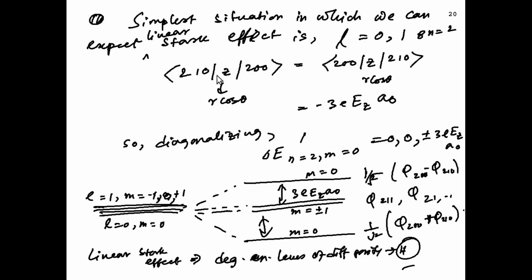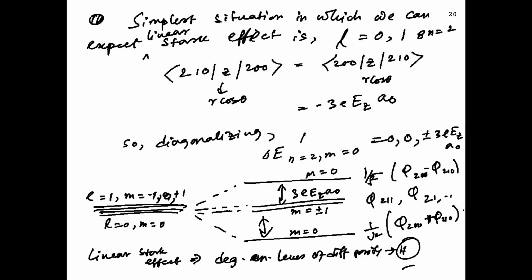So you turn the crank, you put the numbers, and you get these two things: this number, minus 3e a0, where a0 is the Bohr radius. Also notice that the only case where you can have this linear order Stark effect, or the degenerate Stark effect for n equal to 2, is when L equals 0 and 1. That is the simplest situation, because for n equal to 1 you cannot get it, since the first order or linear term is 0.